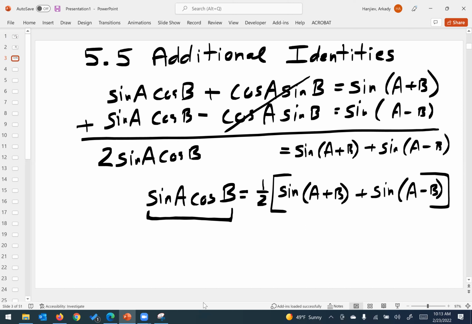So that is it right here. This is the product to sum formula for that one. Now there are four more based upon the combination that we use for these guys. So we can actually develop all four of them, it's just a lot easier to write them down.